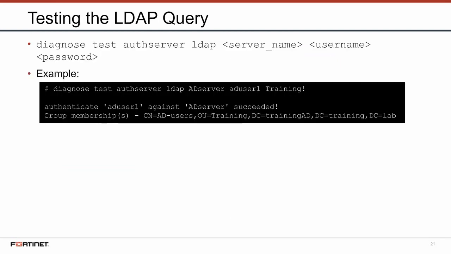Use the Diagnose Test Auth Server command in the CLI to test whether a user's credentials can successfully authenticate. You want to ensure that authentication is successful prior to implementing it on any of your firewall policies. The response from the server reports success, failure, and group membership details.